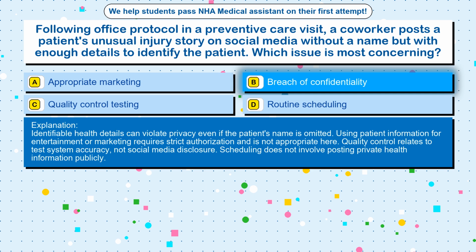Identifiable health details can violate privacy even if the patient's name is omitted. Using patient information for entertainment or marketing requires strict authorization and is not appropriate here. Quality control relates to test system accuracy, not social media disclosure. Scheduling does not involve posting private health information publicly.